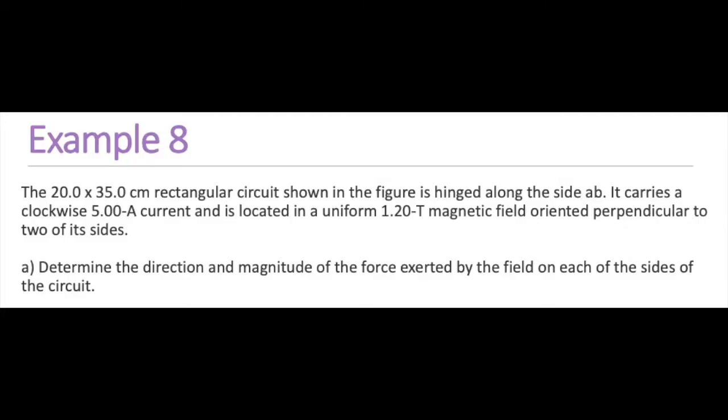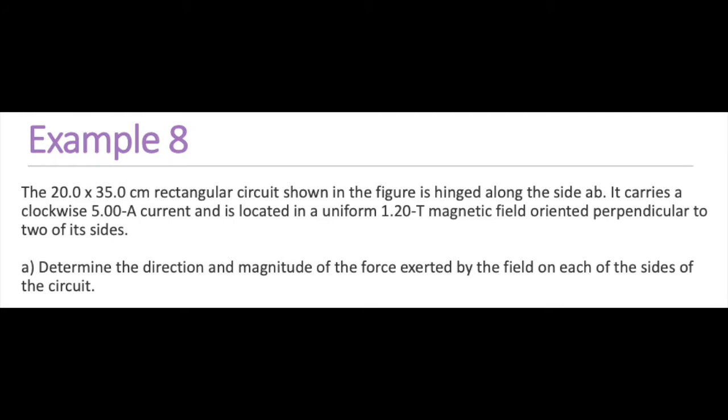Okay, example 8. The 20 by 35 centimeter rectangular circuit shown in the figure, which I'll draw on the board in a second, is hinged along the side AB. It carries a clockwise 5 amp current and is located in a uniform 1.2 Tesla magnetic field oriented perpendicular to 2 of its sides. Determine the direction and magnitude of the force exerted by the field on each side of the circuit. Okay, so if you look at the board, it looks something like this.